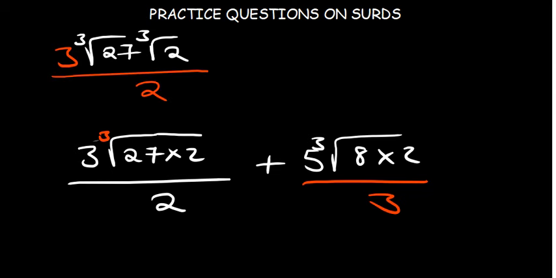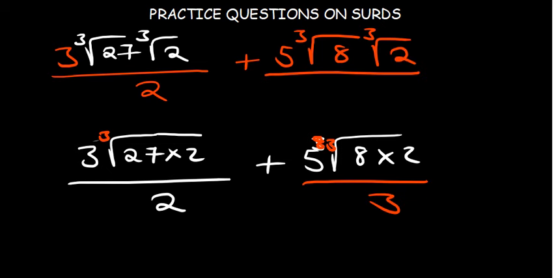So on the other part, equally, the 3 is not a power to 5, it's just a third root. So plus 5, the third root of 8, as well as the third root of 2, divided by 3 there.